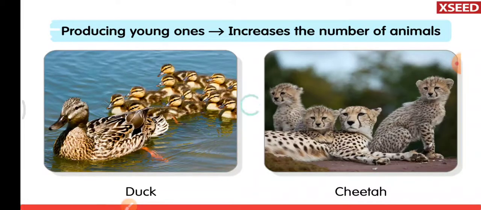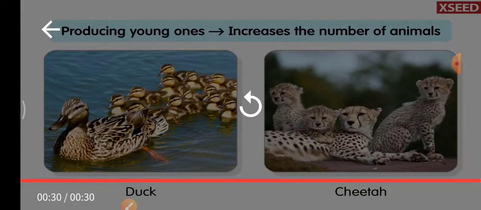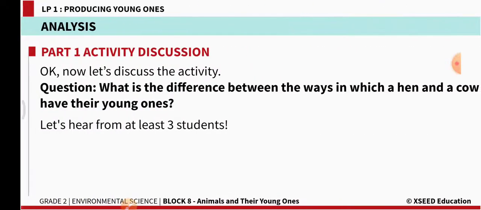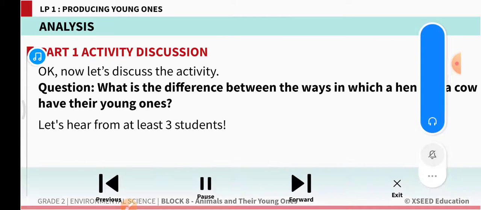So from this video we have learned that there are two ways the animals produce their young ones. One is by laying eggs and the other one is giving birth to their young ones directly. So why do these animals produce young ones? In order to increase their number, increase their kind of animals, right? Okay, now it's time.